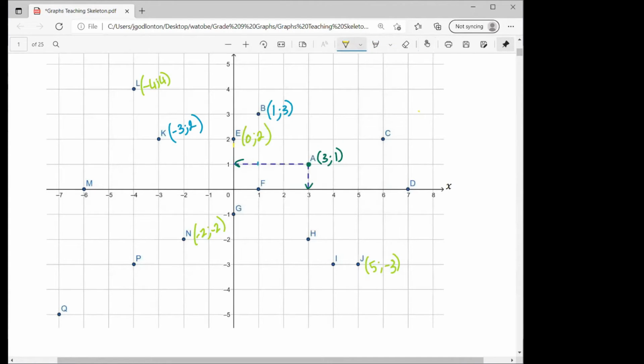my X value is going to be 0 and my Y value is going to be 2. So when we have something which is on an axis, we're always going to have one value that's 0. Okay, so just be careful with that. Cool, I'm happy with the E.